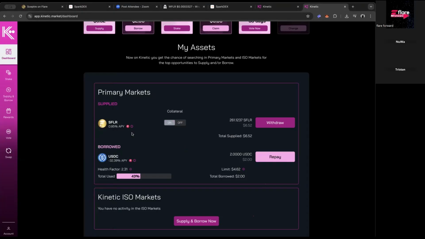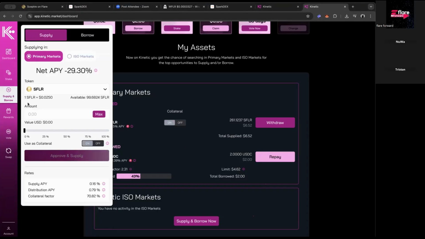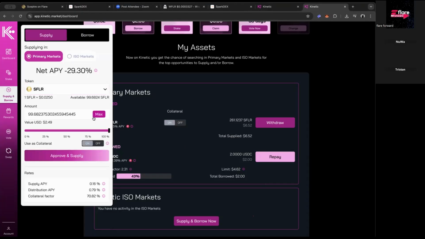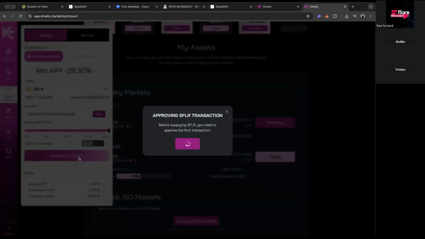Cool. And now go back to supply and borrow, and let's deposit the other Flare that you got. So that's good. SFLR, max. Approve on supply. And that way you're going to be fully covered with your debt.